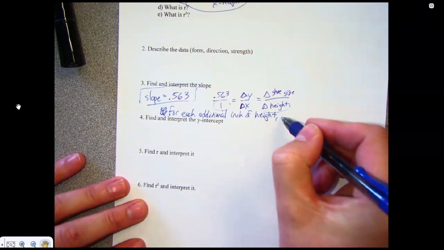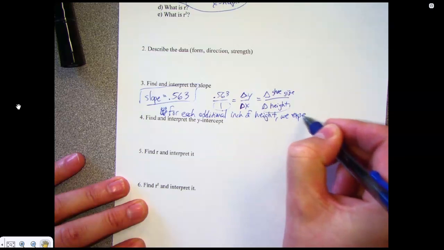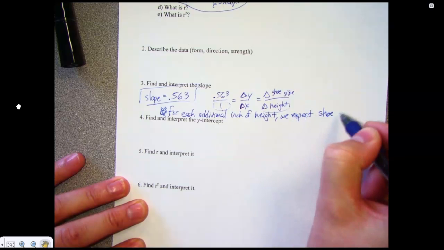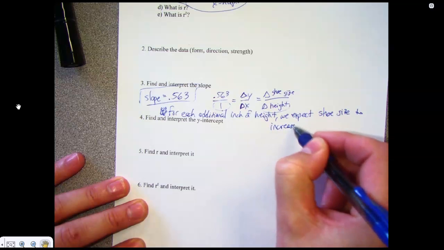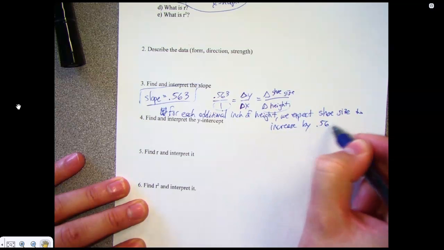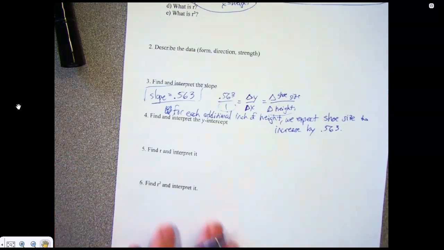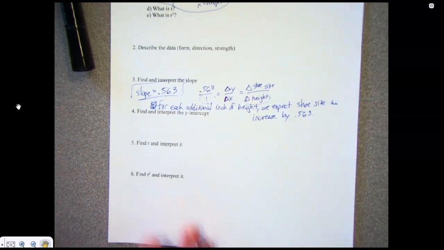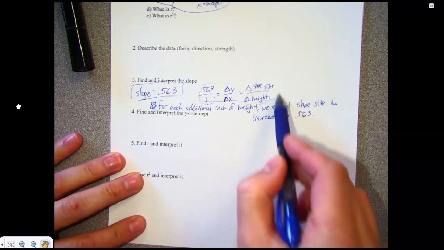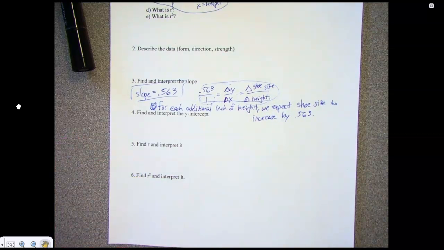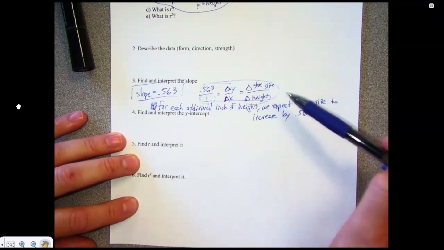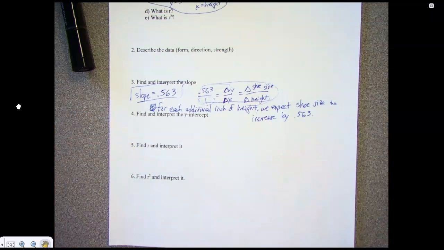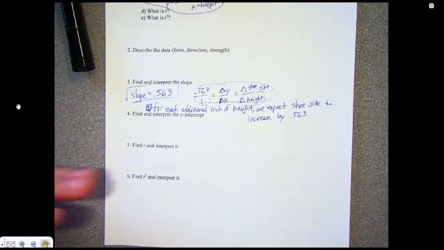So we're going to say we expect shoe size to increase by 0.563. And I don't care if you show this, but again, I think it really helps you organize: this is the y value and it's changing 0.563, this is the x value, it's changing 1. Just line up your thoughts and organize. But that would be fine to interpret the slope.